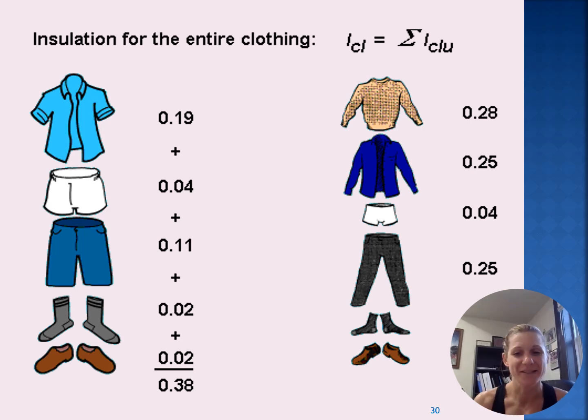So here you can see an example that I think is kind of cool. This shows you the CLO unit values of a couple of different items. You can see a short sleeve shirt, underwear, shorts, socks and shoes has a CLO value of 0.38. And then here you can see a sweater and a long sleeve shirt, long pants, etc. Again, I just thought this was kind of interesting to be able to compare and contrast CLO values for various items.